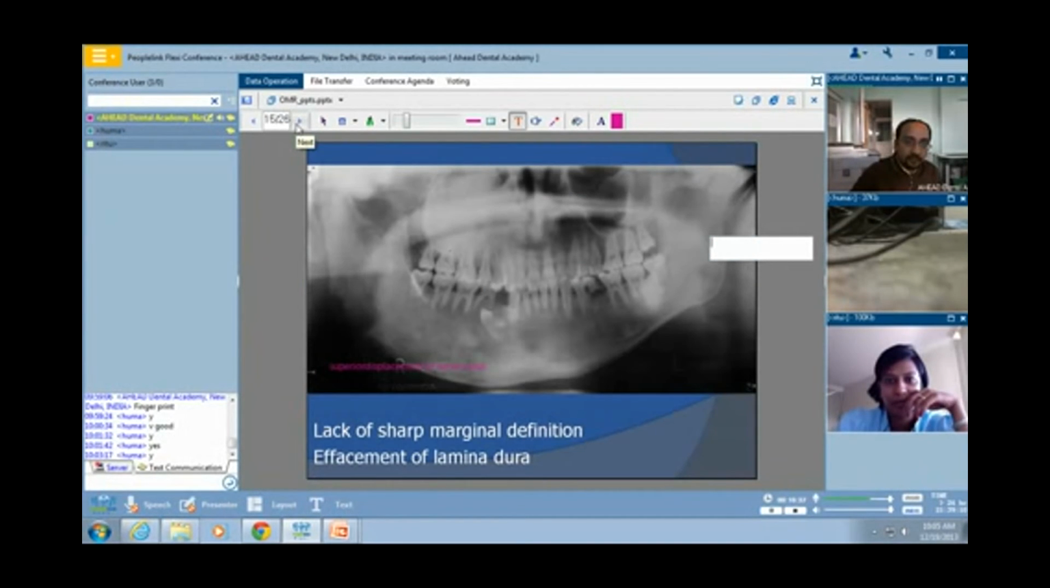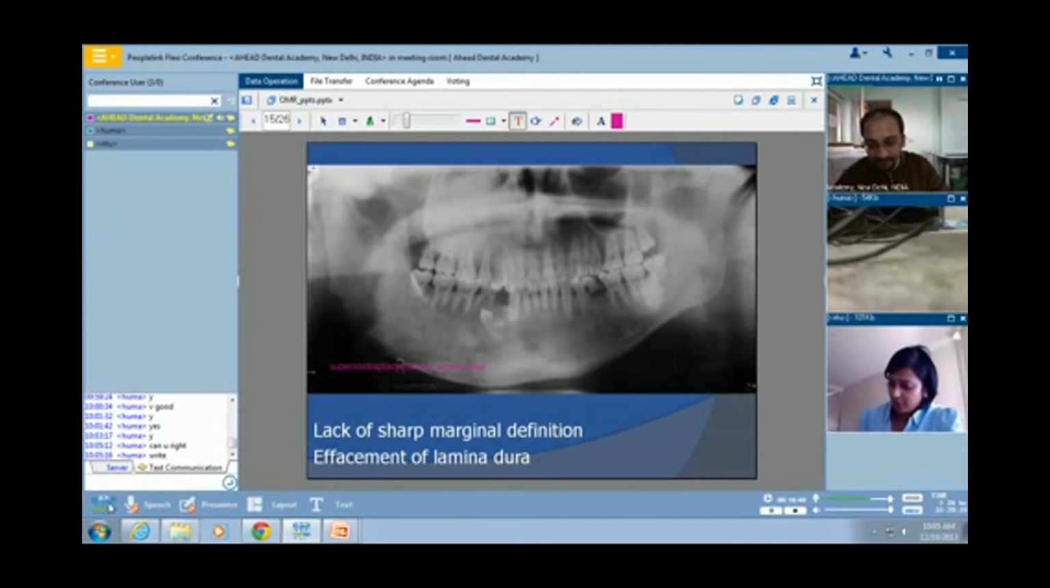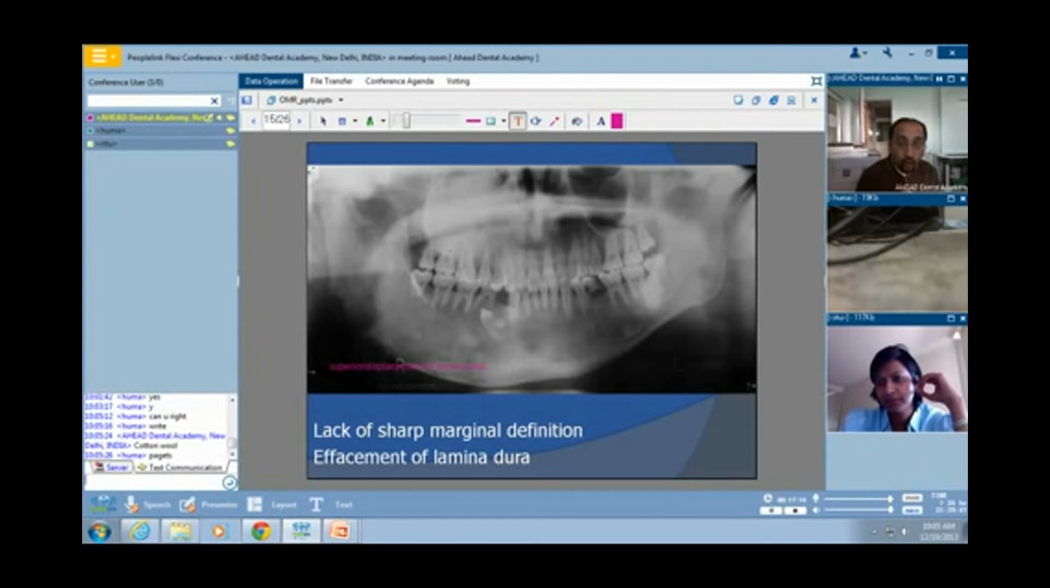Now if I ask you, cotton wool appearance is seen in? Cotton wool appearance, where is it seen? Paget's. Exactly, good. The cotton wool appearance is seen in Paget's disease. What is the other condition which is sometimes confused with Paget's? It is fibrous dysplasia. Some students tend to confuse and say that cotton wool appearance is seen in fibrous dysplasia. Remember, cotton wool appearance is not seen in fibrous dysplasia. I am using the word not. Is it clear?